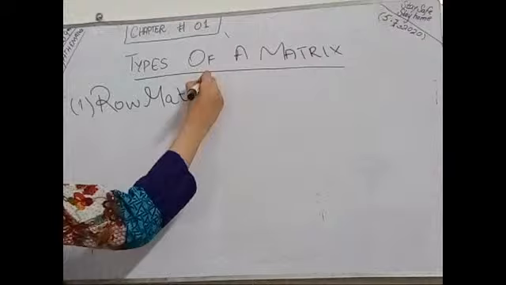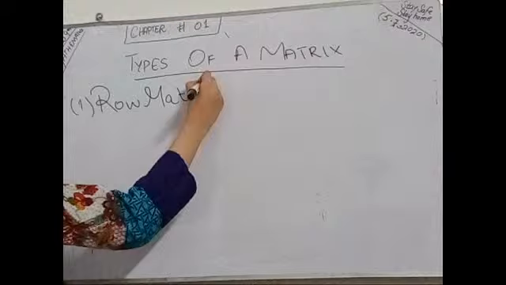Column matrix क्या होता है? I will read the definition from the book. A matrix is called a column matrix if it has only one column. एक matrix को column matrix कहते हैं अगर उसका सिर्फ one column हो. Only one column. Let's take some examples.